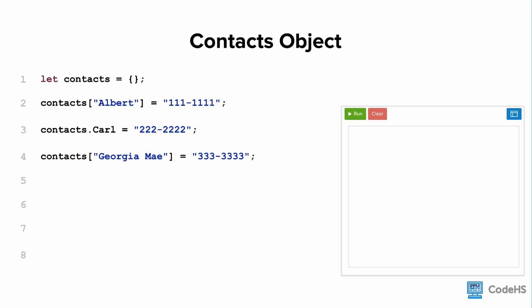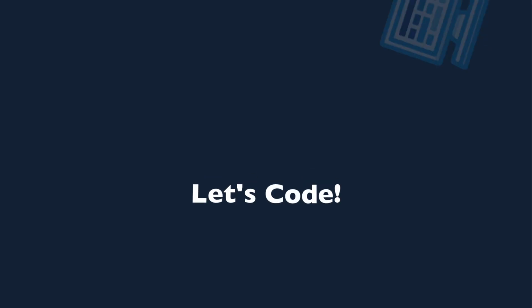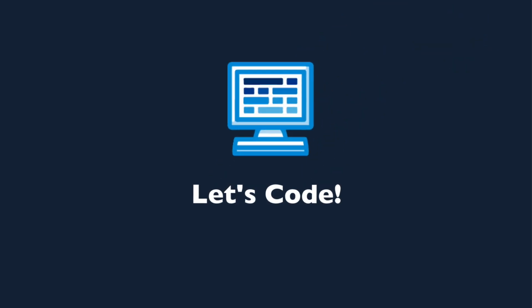Now let's print out their numbers. If we write the following console print statements and run the program, we'll get each of their numbers. So easy. Notice that we can interchangeably use bracket and dot notation in adding and accessing key value pairs, except when the key is multiple words, like Georgia May, or if the key is stored in a variable. Objects are extremely powerful data structures that allow us programmers to store information in unique, customizable ways. Let's jump into the editor to see this in action.